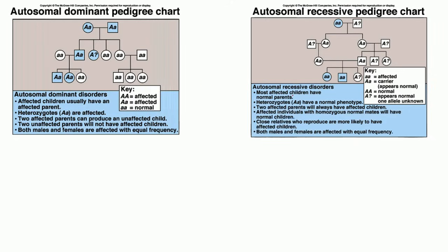Most of the affected children have normal parents. So normal parents will give rise to affected children. This is a part of the recessive type of trait. And if it's a recessive trait, it will not show up in every generation. It can skip generations. That is the ultimate idea of a recessive trait. It will not show up every time.